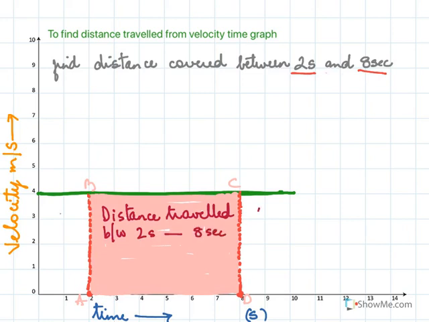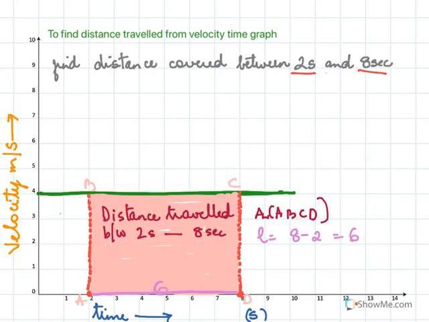Now how do we find the area of A, B, C, D? What will be its length? This is its length here. How much would that be? The length would be 8 minus 2, and that's 6. So this is 6 units here.